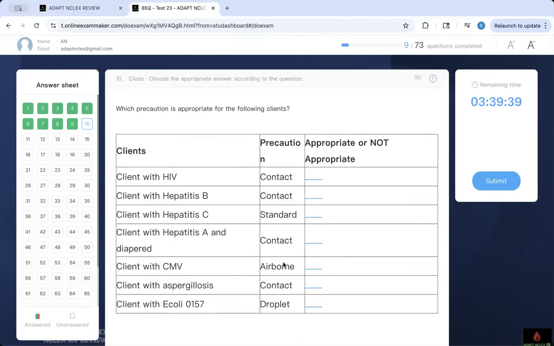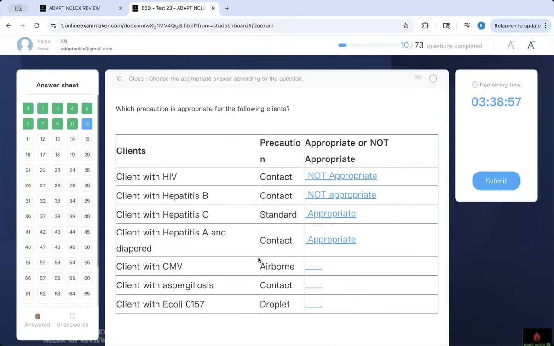You picked your answer. I can tell you, HIV is not contact. That's the precaution initiated. This is not contact. This is inappropriate. Hepatitis B is not contact. It's a standard precaution, inappropriate. Hepatitis C is a standard precaution, appropriate. Hepatitis A is diapered. If you have hepatitis A and there is no diaper, and you can go to the bathroom, you have continence, it is standard. If you are diapered, that's appropriate, because the nurse has to change it.